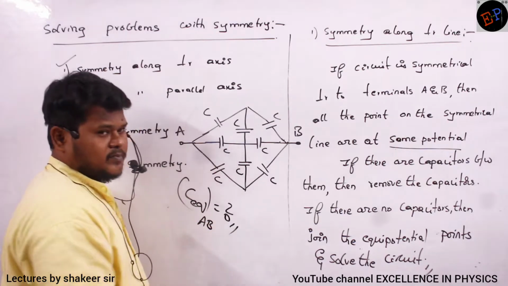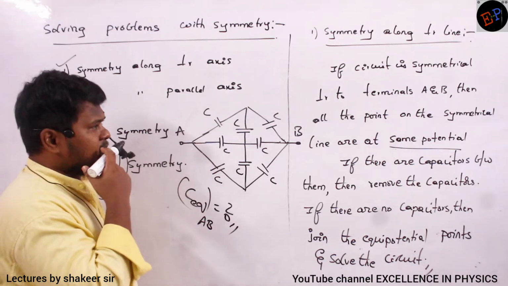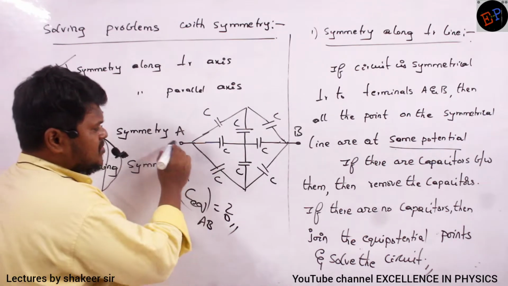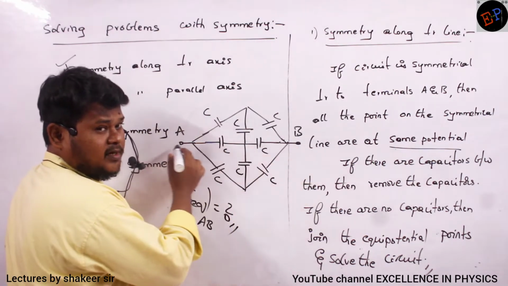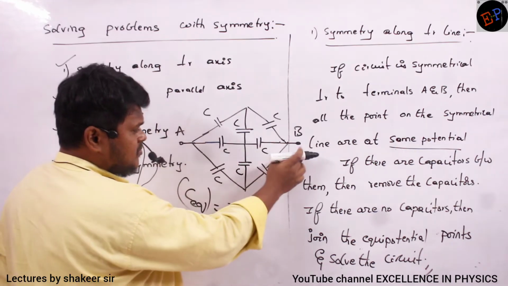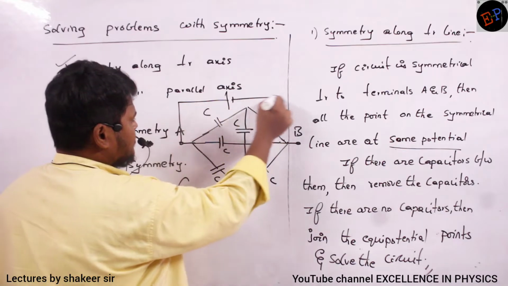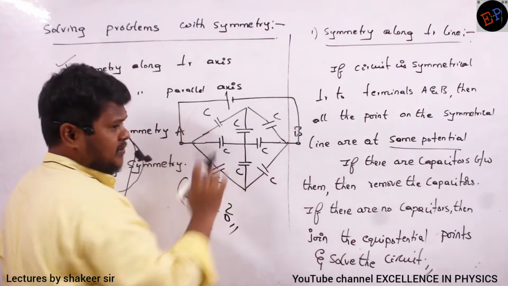Now, I will try to solve this problem by using perpendicular symmetry. So, this is line AB. What is this line AB? These are the 2 points where we connect the battery. So, we connect a battery like this. This is how the battery is connected between A and B.